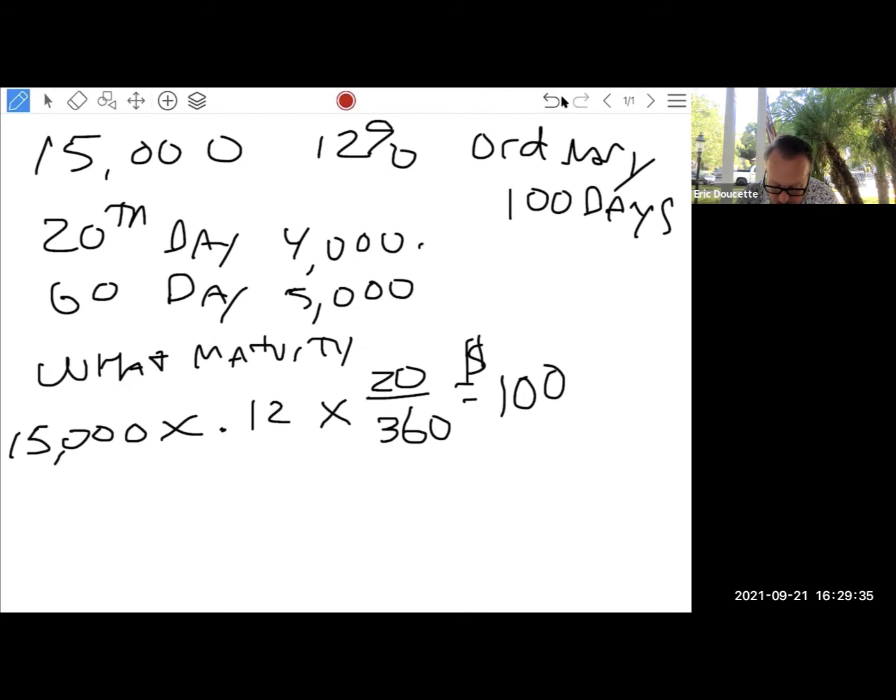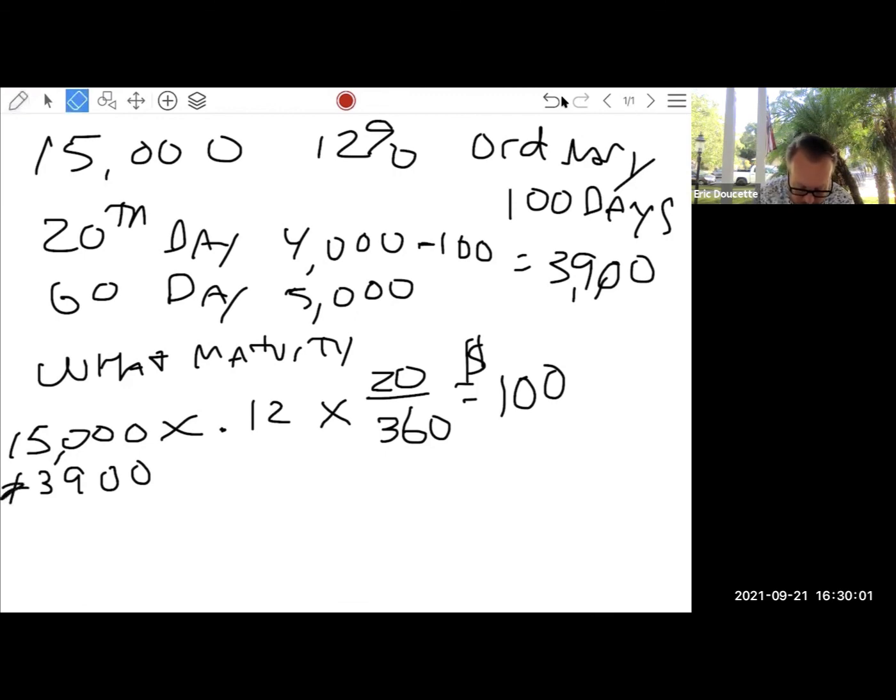So what they like us to do is to minus that from your payment. So minus 100 equals 3,900. So I'm going to minus the 3,900 from my original principal. That's going to give me, let's do it the fast way, 15,000 minus 3,900 equals $11,100. All right, that's now my new balance.